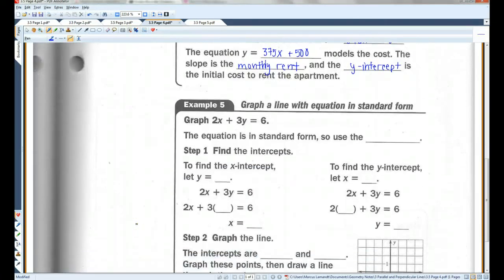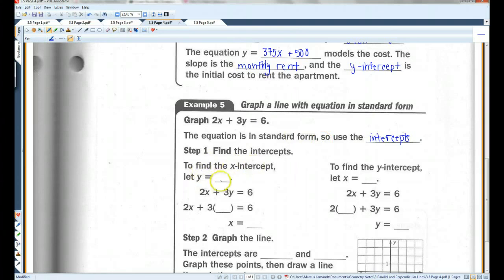Alright, let's take a look at example 5. Graph 2x plus 3y equals 6. The equation is in standard form, so we're going to use the intercepts. Another way you could do this, if you aren't really confident using intercepts, you could convert this into slope-intercept form and then graph it. Either way, it works.